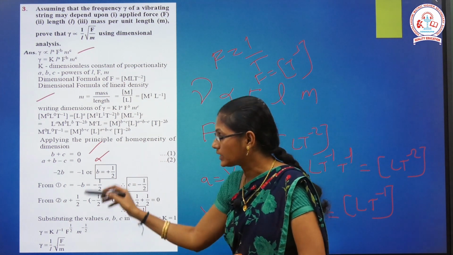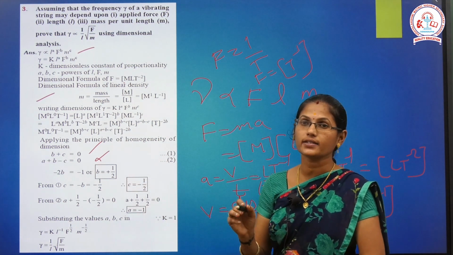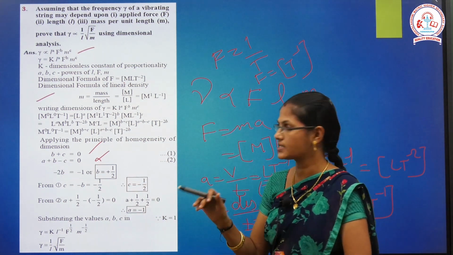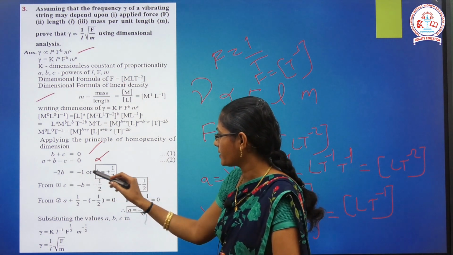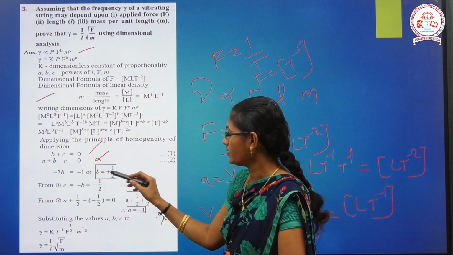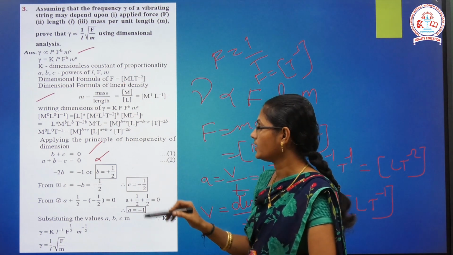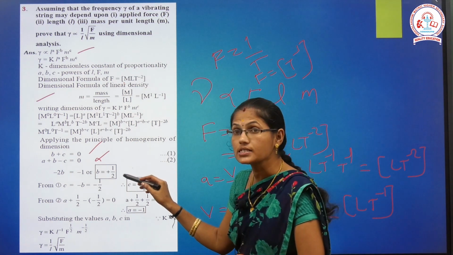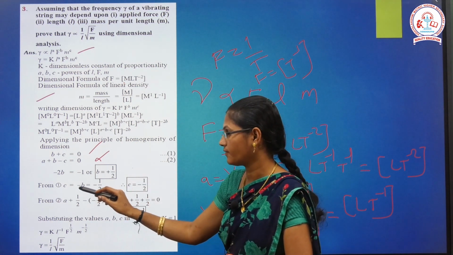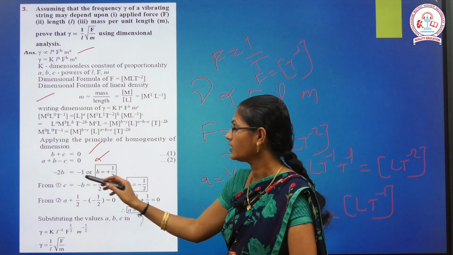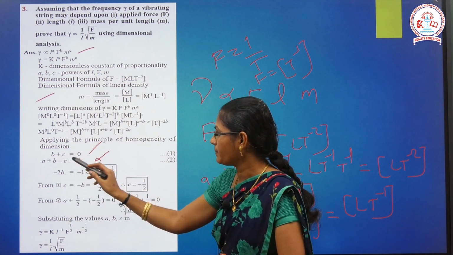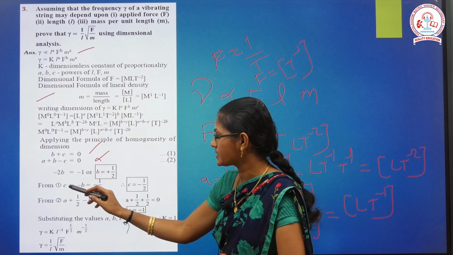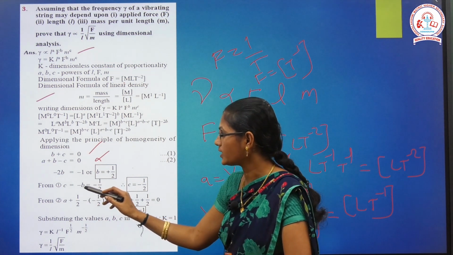So using these three equations, we have to find the A value, B value and C value. To find the B value, it is (minus 1 plus 1) by 2. Using this B value, we substitute into equation 1 or 2, we can use anything. So the first equation, B plus C is equal to 0, which means C is equal to minus B.